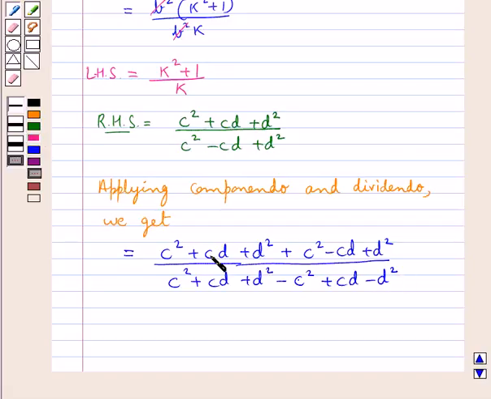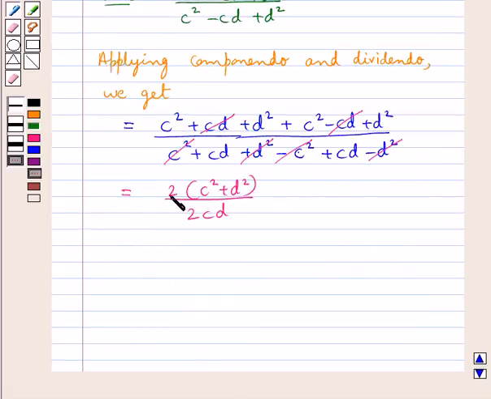Now in the numerator, CD and minus CD cancels, and in the denominator, C square minus C square cancels, D square minus D square cancels. And we are left with 2 times C square plus D square, this whole upon 2 times CD. Now this 2 and 2 cancels, and we are left with C square plus D square, and this whole upon CD.